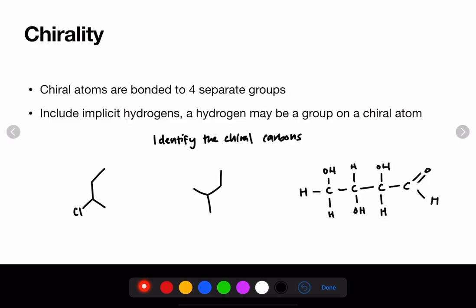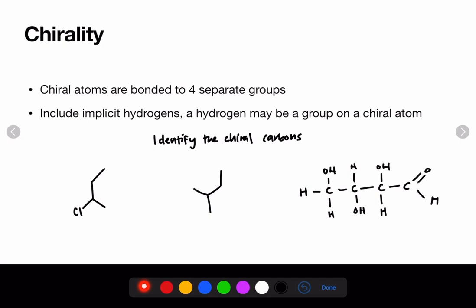Today we're going to be talking about chirality, R or S configuration, and discuss a little bit about Fischer projections. To start, chiral atoms are simply atoms that are bonded to 4 different groups. In OChem, we are usually looking for carbons, but it can be other atoms as well.